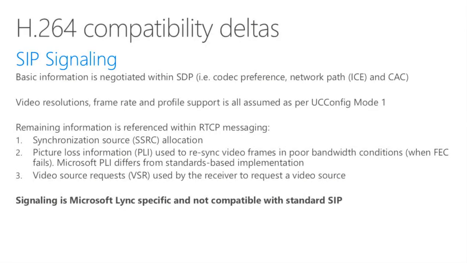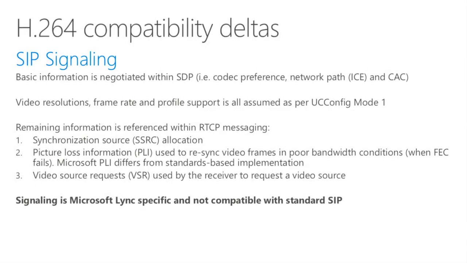So one would be SSRC allocation, and this is a synchronization source allocation. So these are unique identifiers that are given to each media stream as they're sent and received to Lync clients in an AVMCU so they can be referenced quickly. The other would be PLI, or picture loss information, and this is used where you've got a very bad network problem. You know, your FEC, or forward error correction, isn't saving you, and you've lost a whole load of frames, and you need to resync.